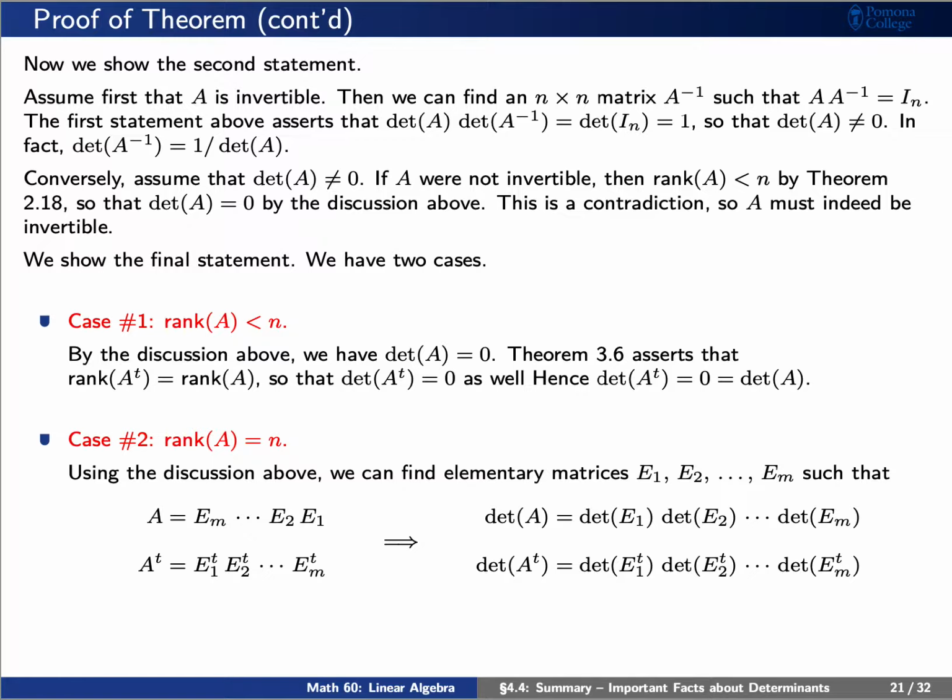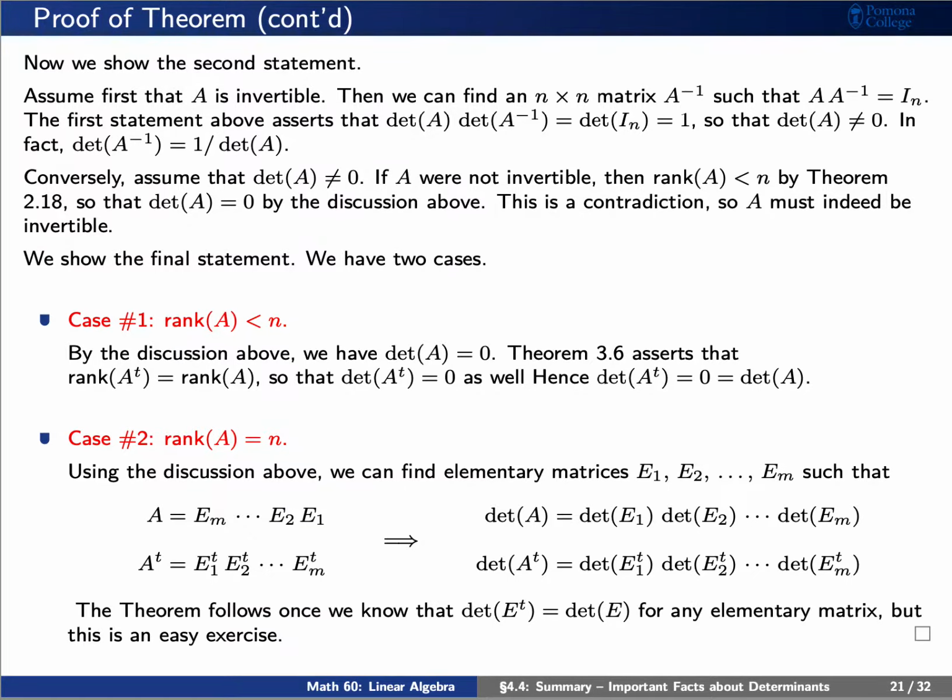Next, let's say what if the rank of A is equal to n? Then in this case, we know that A must be the product of elementary matrices, and so the determinant is the product of the determinants. But A transpose must also be the product of the same elementary matrices up to transpose, so the determinant of A transpose is the product of the determinants of these matrices transposed. But now it's an easy exercise to prove that for any elementary matrix, the determinant of E transpose is equal to the determinant of E. This completes the proof.